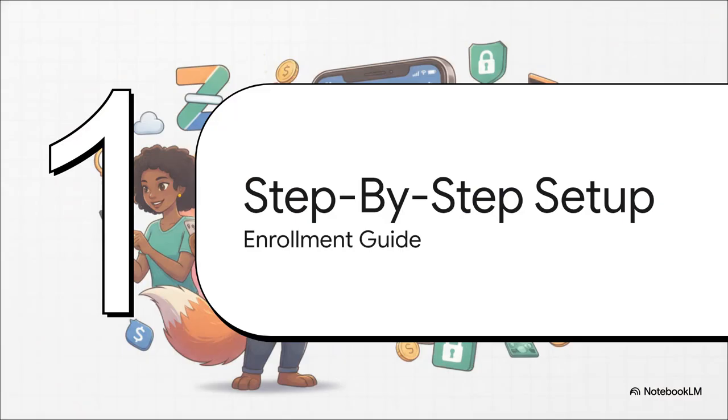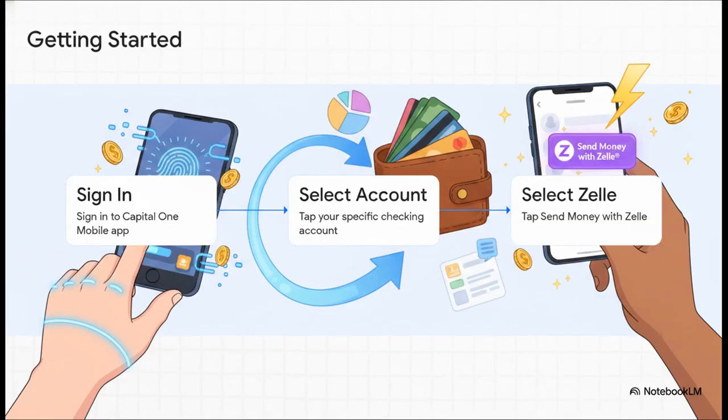Section 3, Step-by-Step Setup Guide. All right, grab your phone and let's walk through it together. Step 1, just sign into your Capital One mobile app using your secure login, like facial recognition or your fingerprint. Step 2, tap on the specific checking account you want to send funds from. And Step 3, right there on the screen, you're going to see an option that says Send Money with Zelle. Go ahead and tap that to get started.